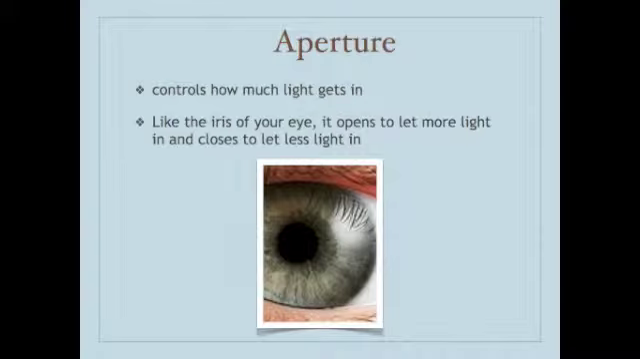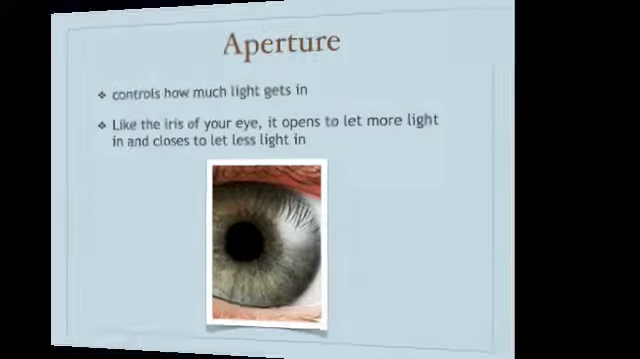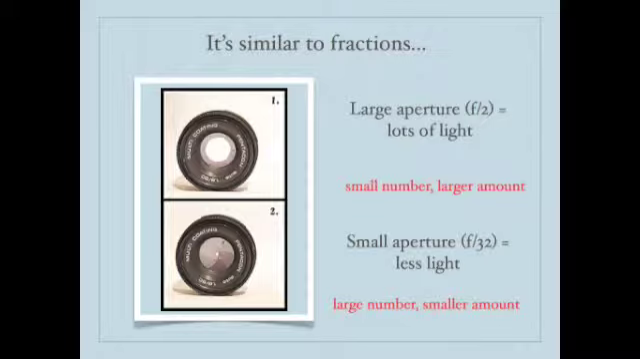Aperture controls how much light gets in. It's like the iris of your eye. It opens to let more light in and it closes to let less light in. And that's where our camera lenses come in. Our camera lens will open up to have a large aperture and lots of light, or it will close up to have a small aperture or less light. And the number that we assign to aperture is called the f-stop. So if you have lots of light coming in, you have an f-stop of 2. Less light would be an f-stop of 32.